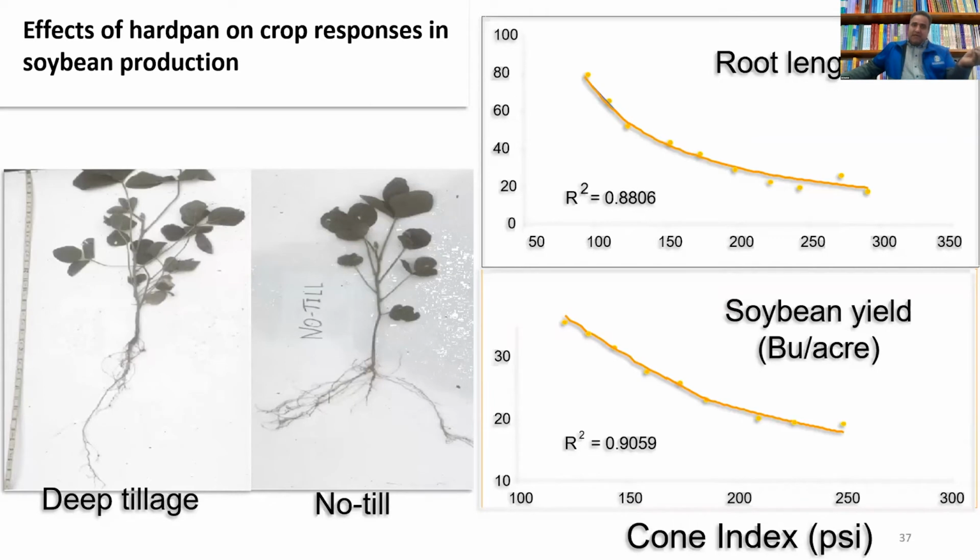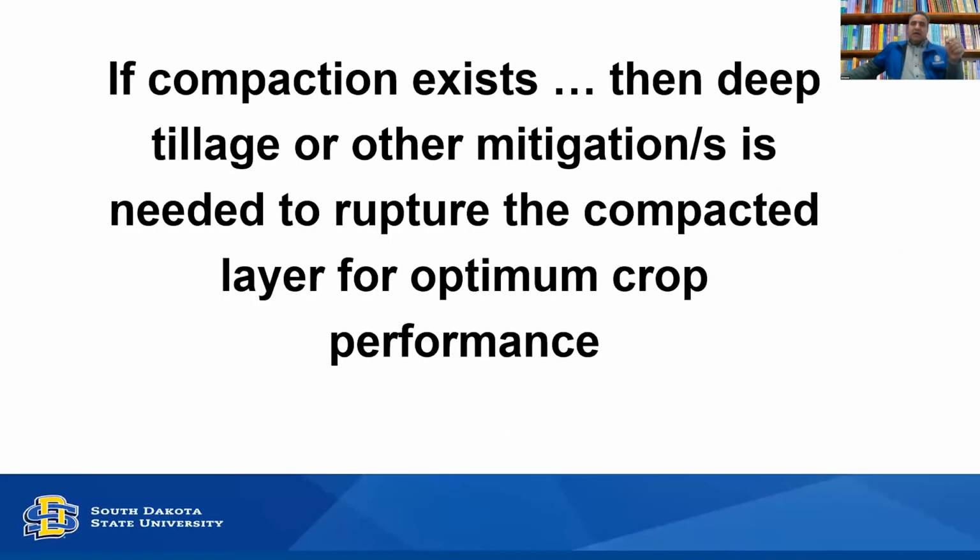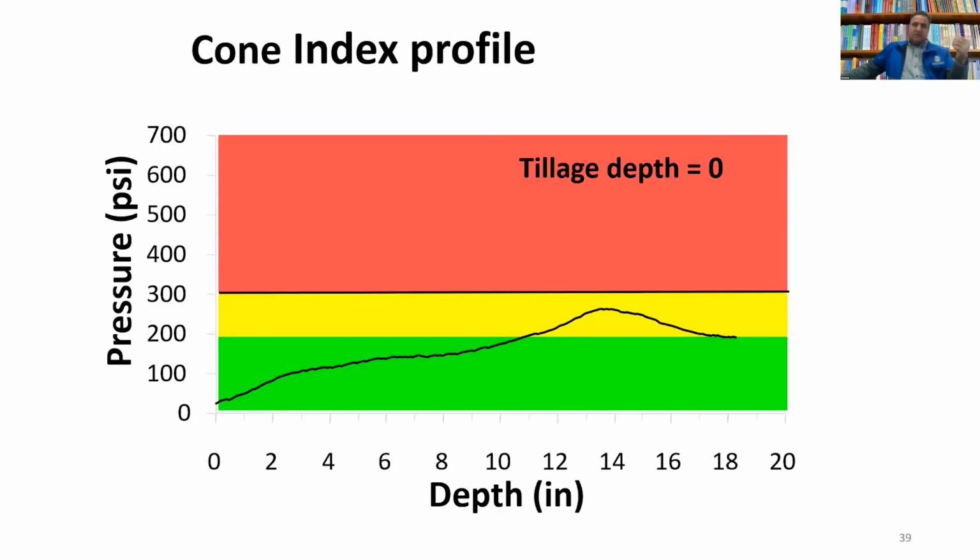If you have soil compaction, with a higher soil cone index or soil strength, the soybean yield would reduce and the root length would reduce. And if compaction exists, then tillage or other mitigation is needed to rupture the compacted layer to have optimum performance of the crop. Mitigation means we will talk about cover crops. Easily we can use cover crops to reduce the compaction and improve the soil health related to compaction.